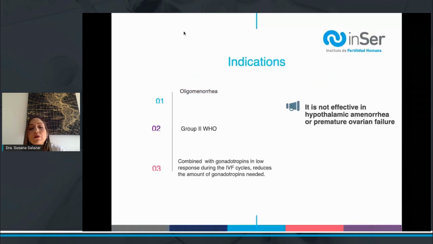The indications for use of clomiphene are oligomenorrhea, group 2 of WHO, and combined with gonadotropins in low response during IVF cycles, which reduces the amount of gonadotropins needed. It is not effective in hypothalamic amenorrhea or premature ovarian failure.